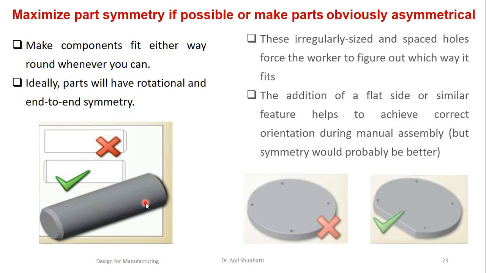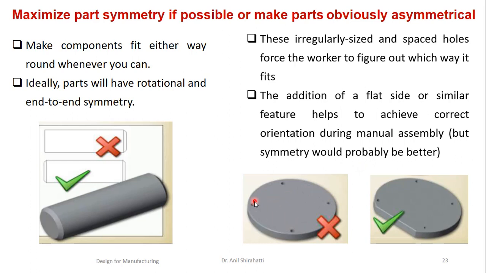Next is this irregular sized spaced holes forces the worker to figure out which way it fits. The addition of a flat side or a similar feature helps to achieve correct orientation during the manual assembly. Okay, so you can see this is asymmetrical.